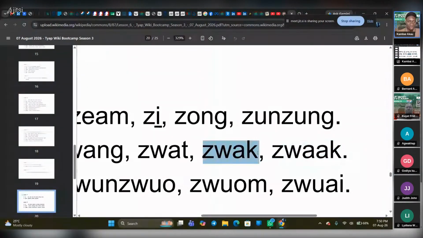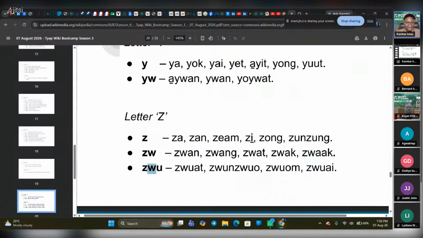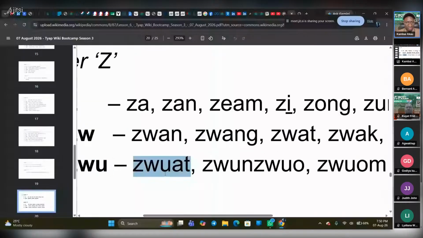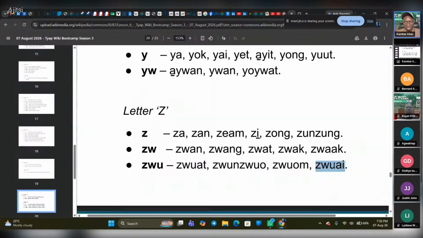And then we have the labialized form of the Zhu sound. So this one somehow is actually kind of pure Z sound. And we have examples such as Zhuat, and then we have Zhuzhu, and then we have Zhuam, elephant, and then we have Zhuai, which is locust bean cake.